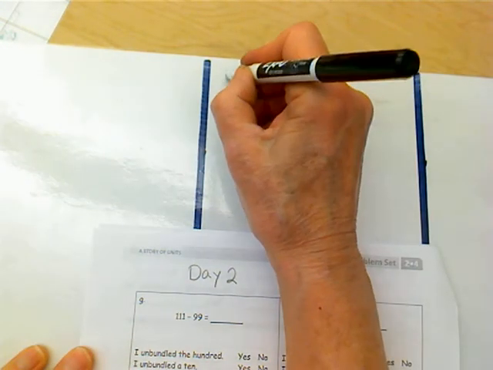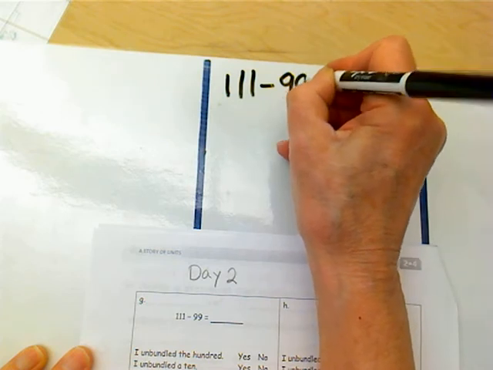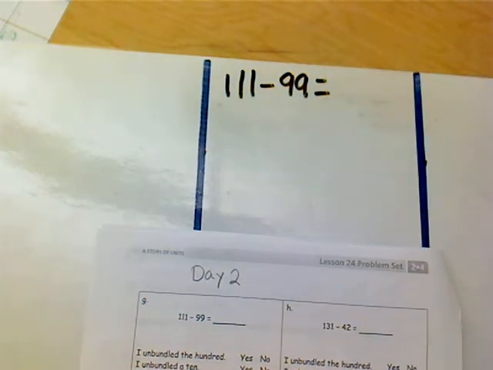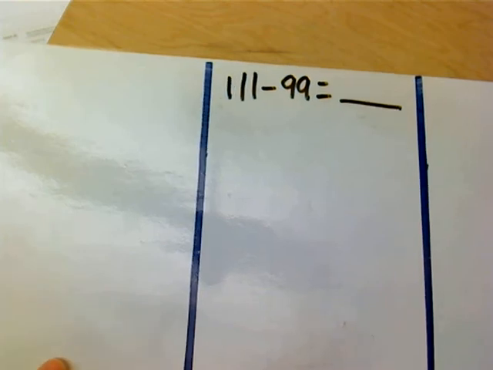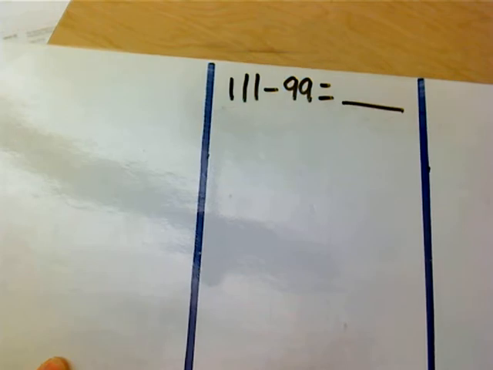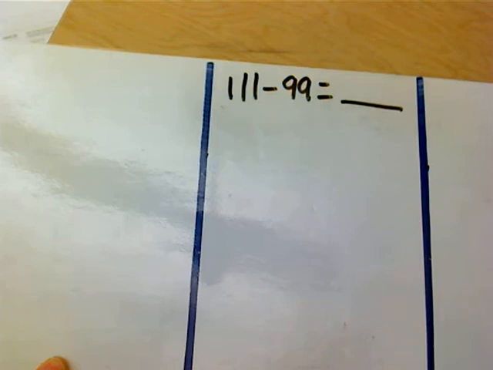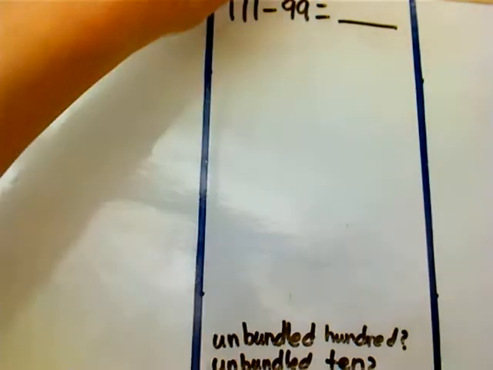Are you back? So we're going to start with 111 take away 99 equals. And I am going to remind you that you are going to be doing everything on your place value chart. You're also going to be telling me whether you unbundled 100, yes or no, and whether you had to unbundle a 10, with a yes or a no. Just like we did yesterday, you're going to continue to ask those questions.